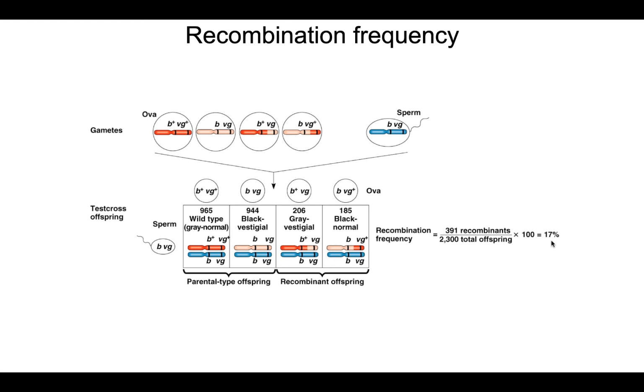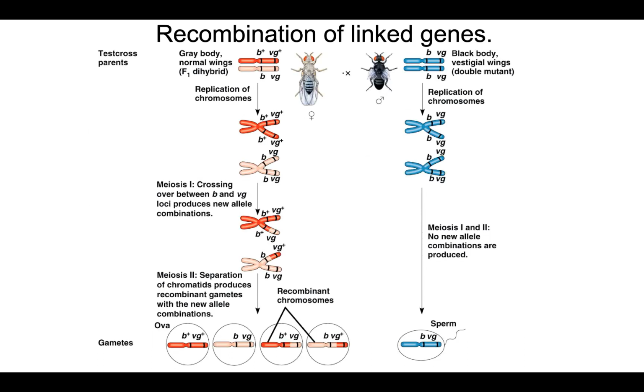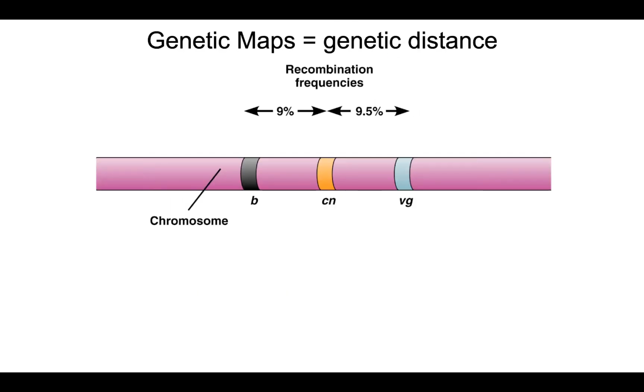That gives you a number that tells you a relative distance that the two genes are apart from each other. Now, it doesn't mean that they are 17 base pairs apart from each other. It doesn't mean that they are 1,700 base pairs apart from each other. It simply means that they're far apart enough where 17% of the time you will get a crossing over event occurring between those two chromosomes.